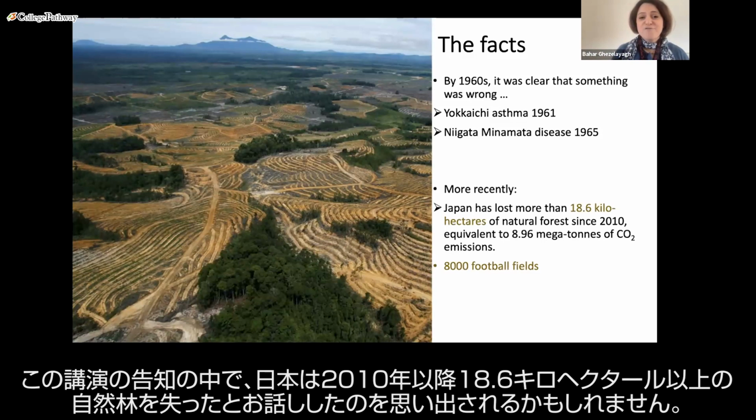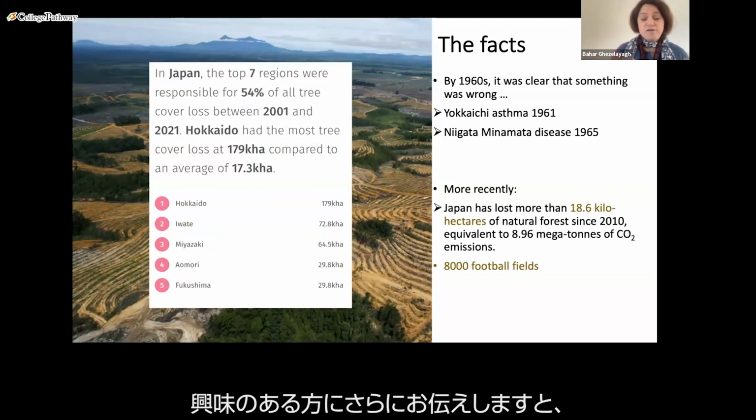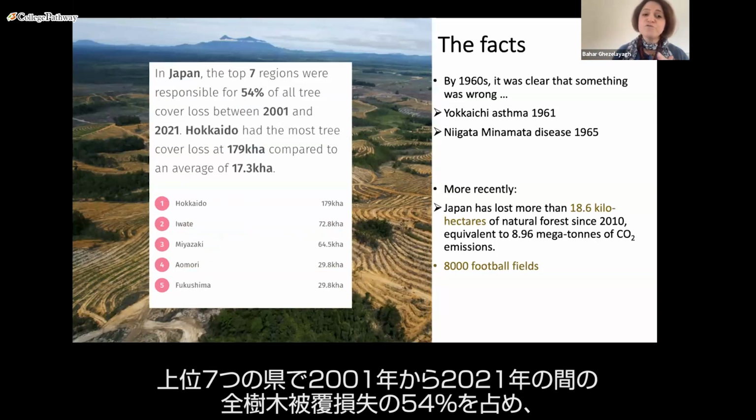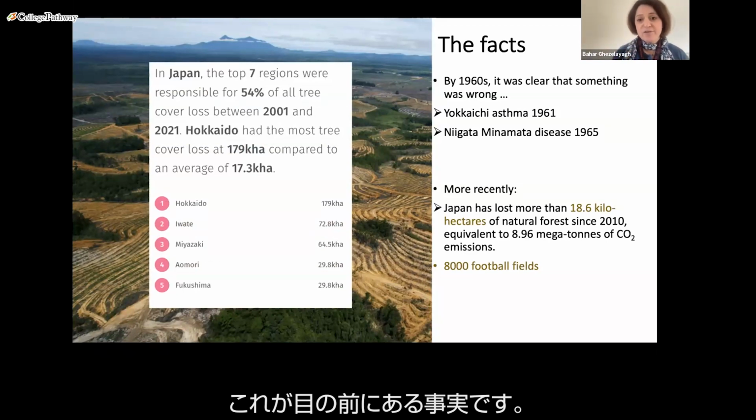Maybe you remember from the advertisement of this talk that we said Japan has lost more than 18.6 kilohectares of natural forest since 2010. If you want to imagine how big 18.6 kilohectares is, that is equivalent to around 8,000 football fields. So that is a vast area. If you are more interested in digging deep into the facts, the top 7 regions were responsible for 54% of all tree cover loss between 2000 and 2001. And we can see Hokkaido, Iwate, Miyazaki, Aomori, and Fukushima.